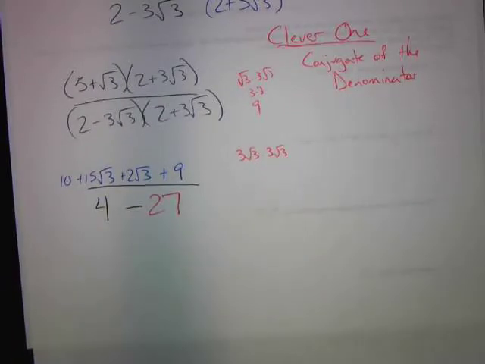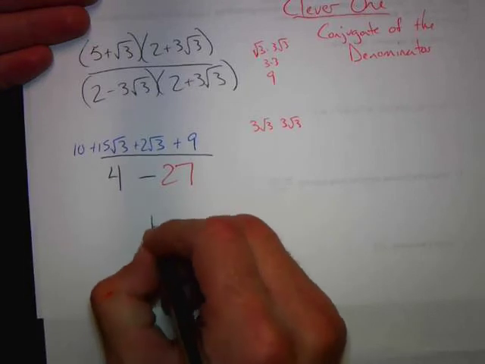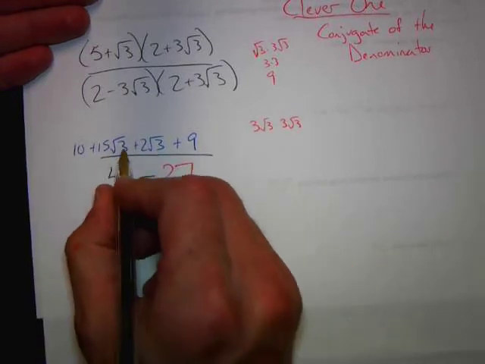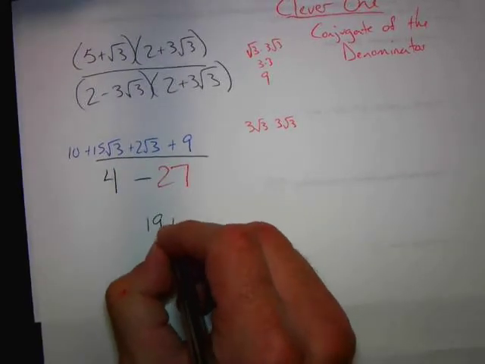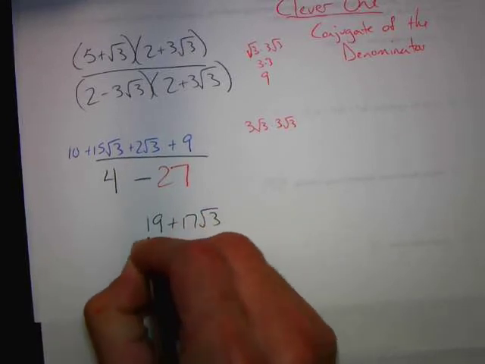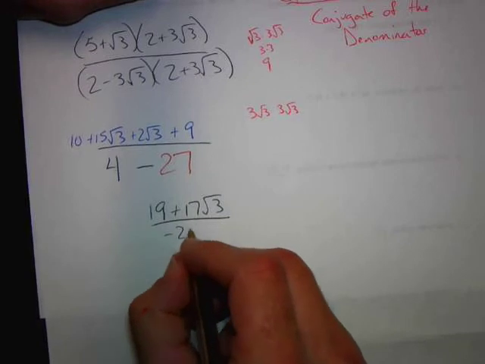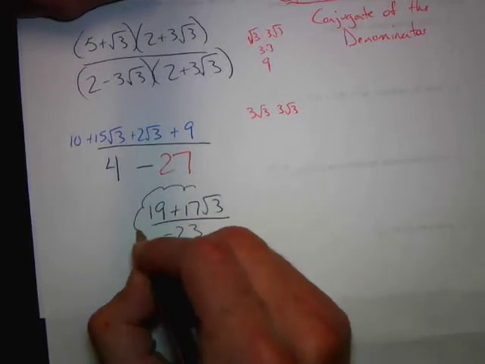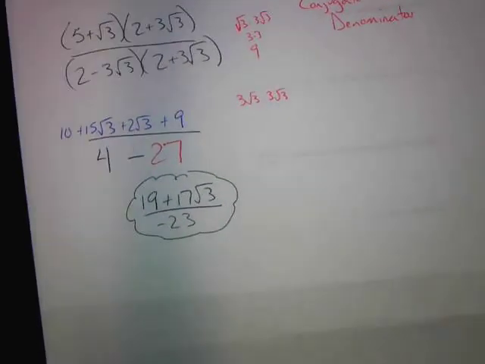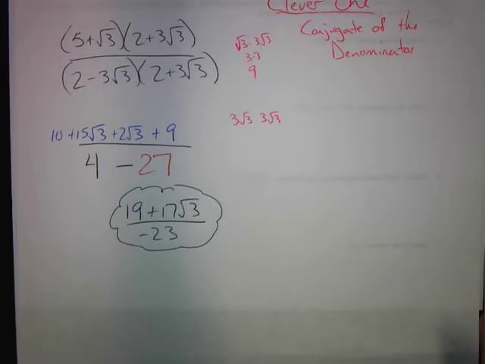So we have like terms in the numerator, yes? Yes. 10 plus 9 is 19. And then 15 root 3s and 2 root 3s, well, that's 17 root 3s. And that's going to be over 4 minus 27, or negative 23. And there is our simplified expression, totally kosher, no radicals in the denominator. That's how we work with binomial rational expressions. The rest is practice, practice, practice.